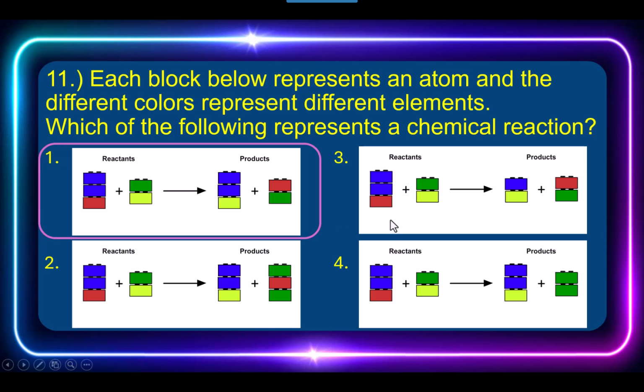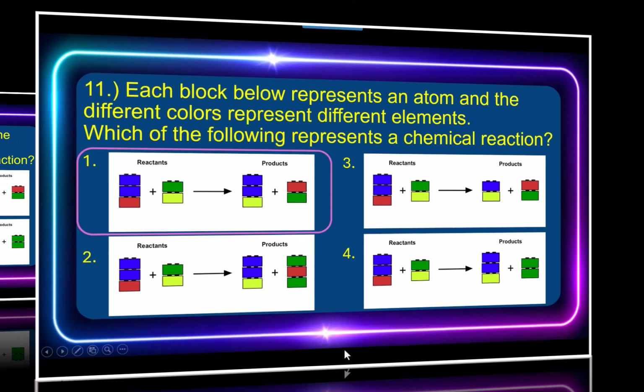of matter. This one has two blue, but there's only one blue over here. So this one does not obey the conservation of matter. This one has one green here, but two greens there. So this one does not obey the law of conservation of matter. And this is the same thing. We have a red and one green, but we have no reds and two greens over here. So this one does not obey the law of conservation of matter. Therefore, 1 is the correct answer.